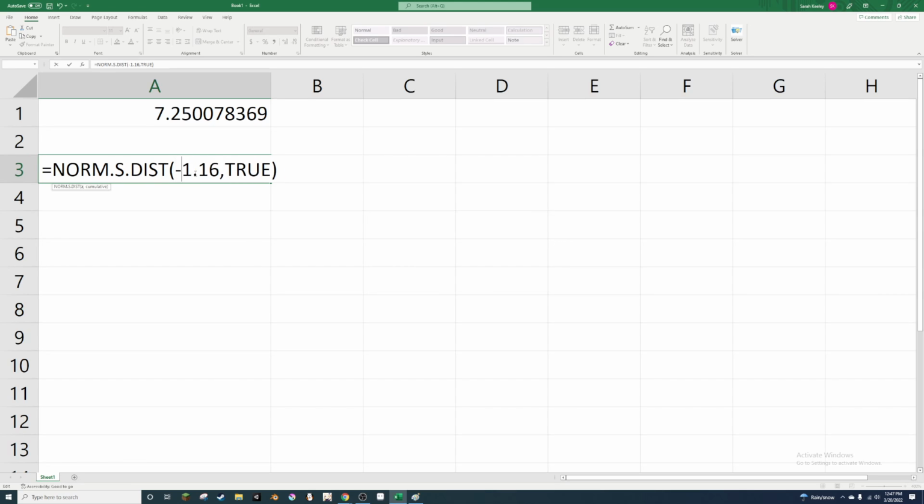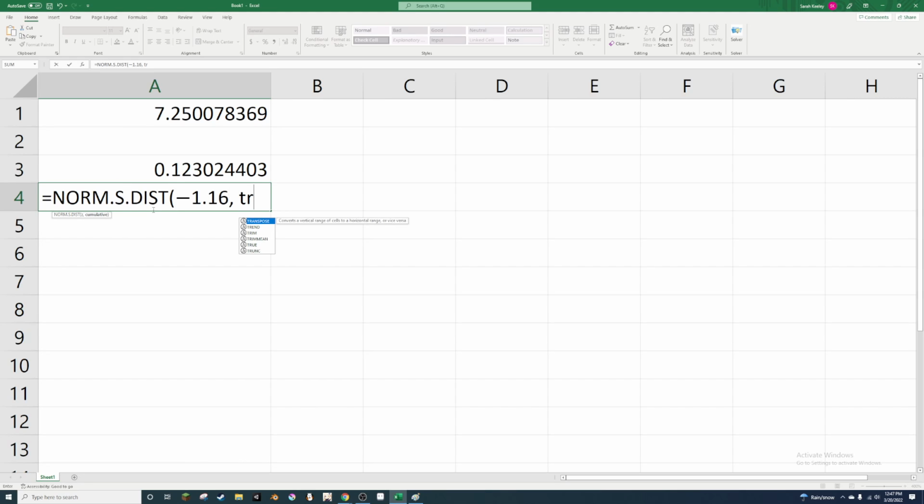Okay, so copying and pasting, what happened is it did a different type of negative. So if you have that error, get rid of the long one and just type in a new one. Let me try something really quick. NORM.S.DIST, TRUE, and then enter, and okay.